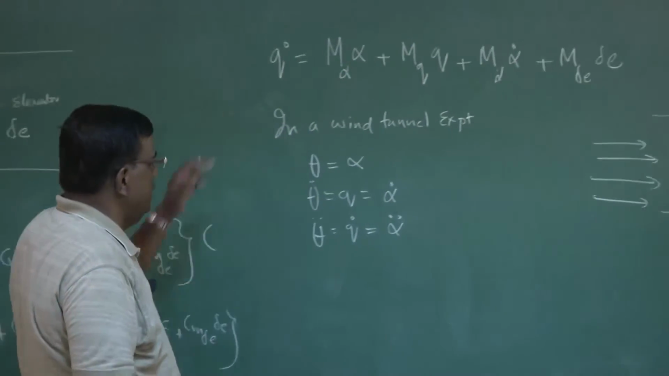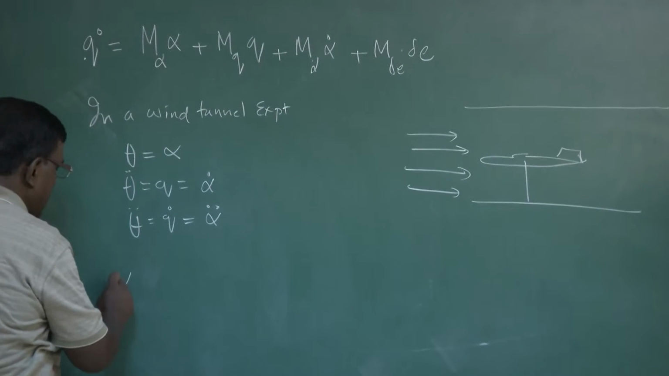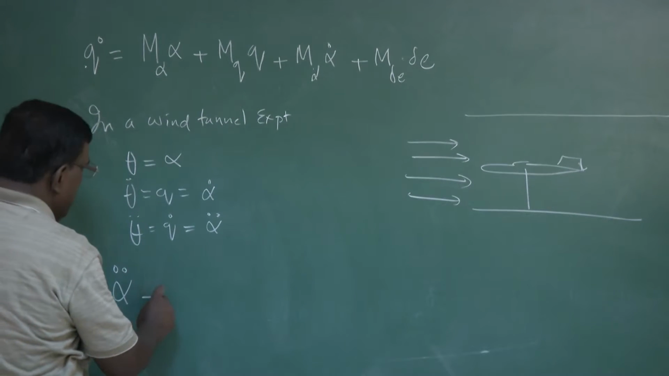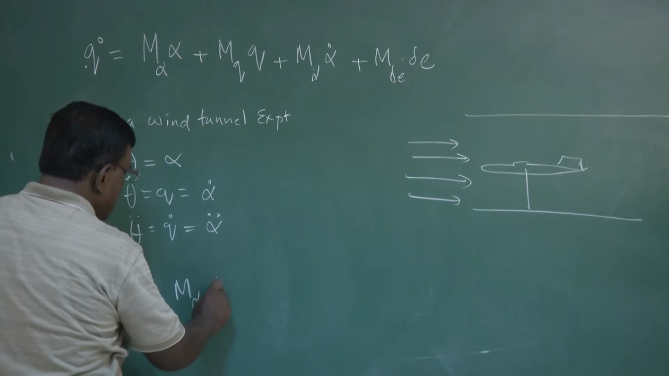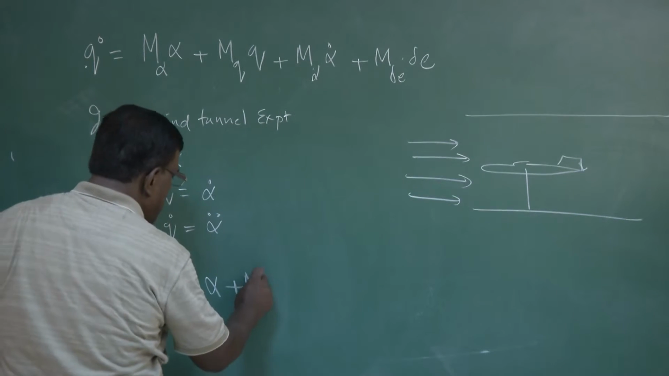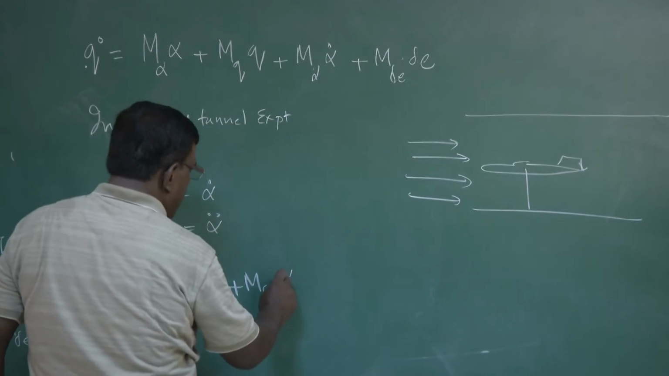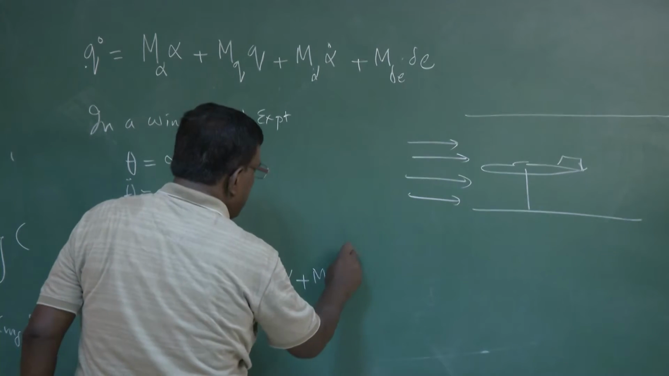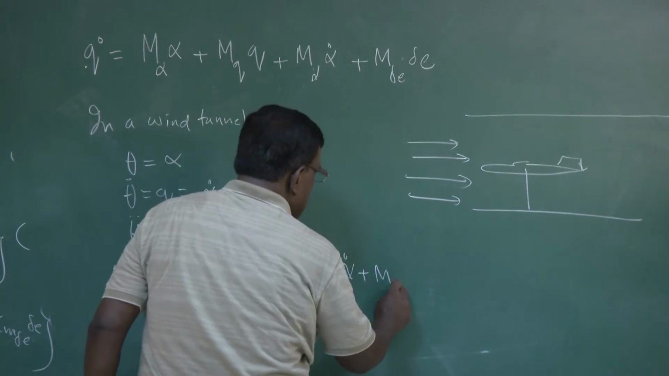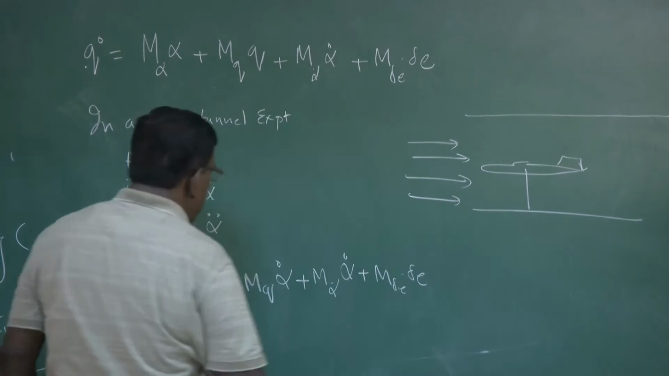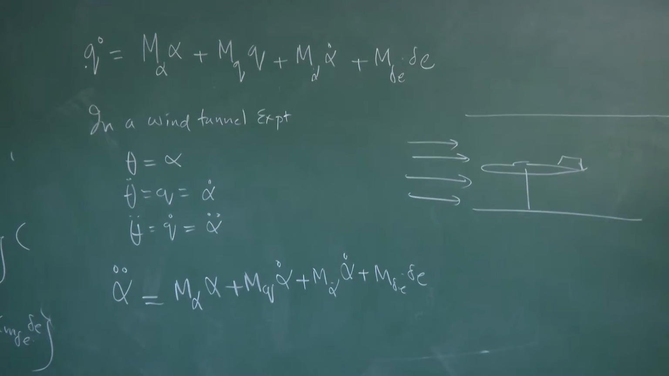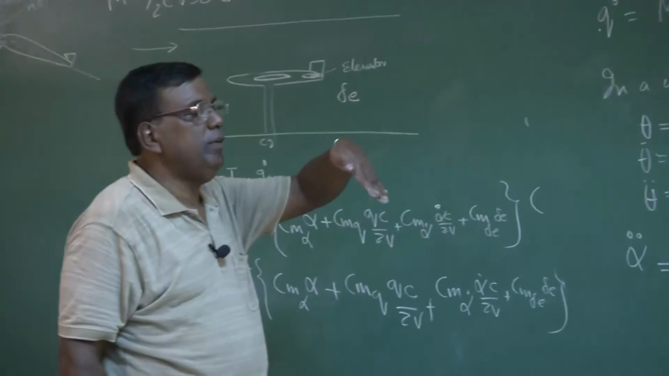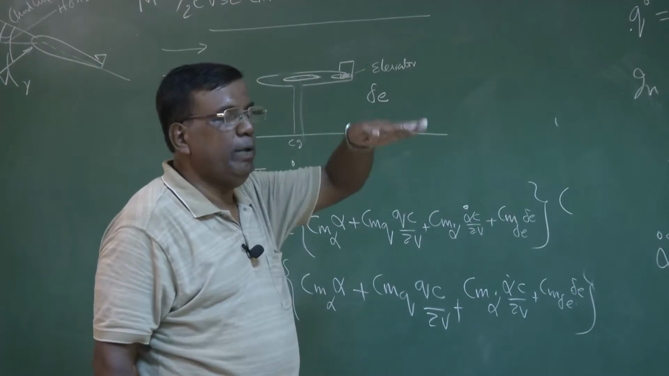So I will use it here. For q dot, I will write alpha double dot equal to m alpha into alpha plus mq into alpha dot plus m alpha dot into alpha dot plus m delta E into delta E. That becomes my modified equation of motion under a wind tunnel approximation, where it assumes the model can only have 1 degree of freedom. It can only do like this, no plunging motion.